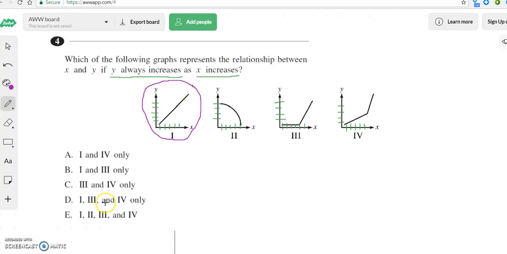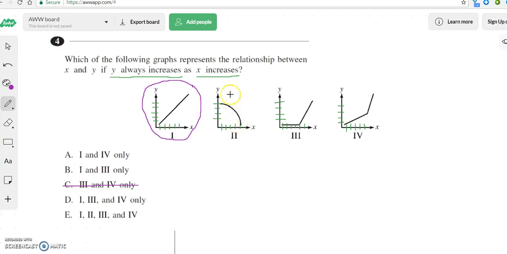Now, if I look at my answers here, I've got A, B, D, and E. So I can't really guess because the Roman numeral 1 appears in 4 different answers. So I know that this is not my answer. Now that does not eliminate 3 and 4. It's just saying that 3 and 4 only are not the answer. Okay, so let's see what happens with these other graphs.